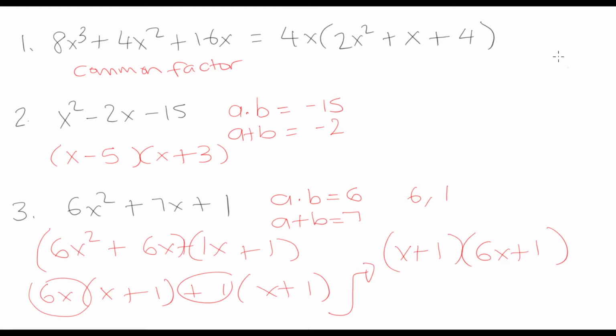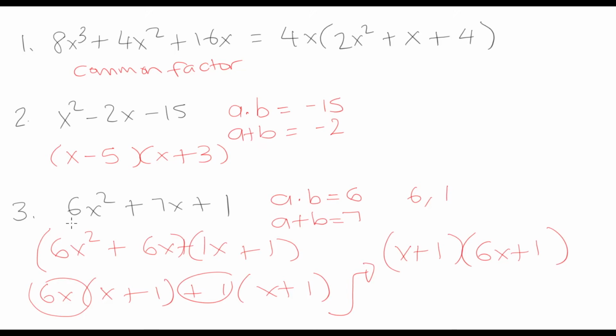So again, we're going to first try and find a common factor. If we can't find common factors and we have 1 as our leading coefficient, we can try this simple method here where we find two numbers that are going to multiply to give us this number here and add to give us this number here. And when we find those two numbers, we can simply just put them in our brackets.